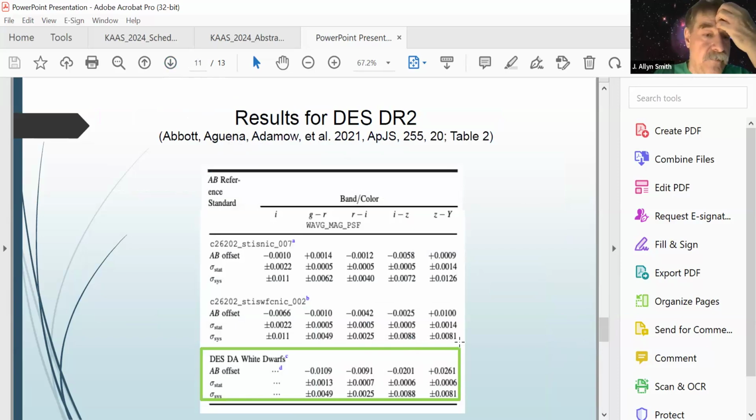The green box shows the AB offset in each of the filters. The RMS we like to look at is the statistical RMS. Well, the system RMS is this bottom line, but 0.005 in G minus R, 0.003 in R minus I. We're off a little bit at I minus Z because of issues with the Z band, and Z minus Y because of issues in the Y band, although it's probably the Z band also. This is also DR2 data. This has been cleaned up for DR3, and it's actually a better fit for DR3.